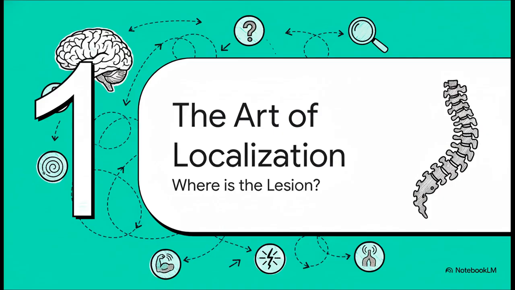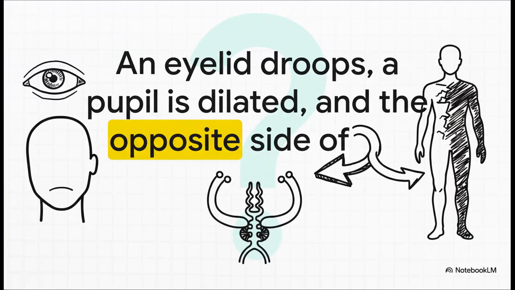This is all about asking that one fundamental question: where is the lesion? Seriously, in neurology, before you can figure out what is wrong, you absolutely have to know where it's wrong. Every little sign is a breadcrumb leading you right to the spot. Okay, let's jump right in with a puzzle.